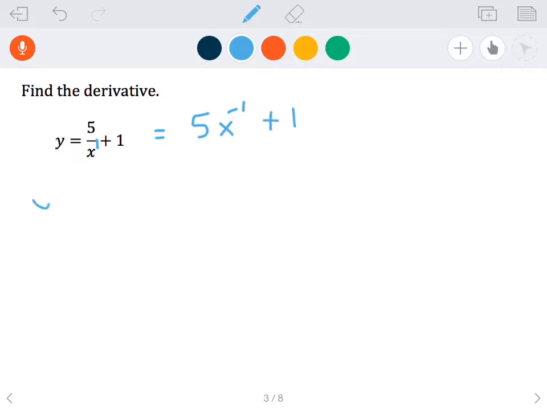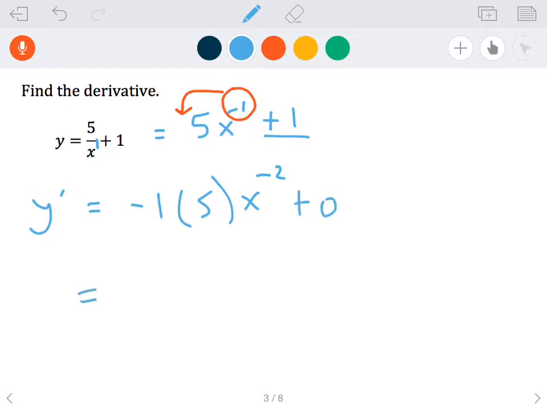Now let's take the derivative. So y prime is equal to, I'm going to take that exponent, multiply it out front, so I have negative 1 times my constant that was already there, and then I subtract 1 from the exponent. It was negative 1, minus 1 gives me negative 2, and then the derivative of a constant is 0.